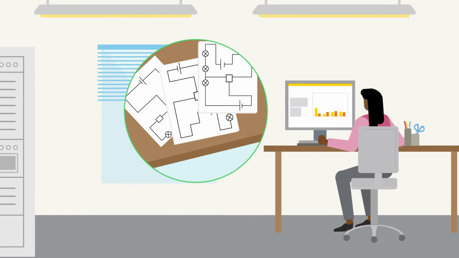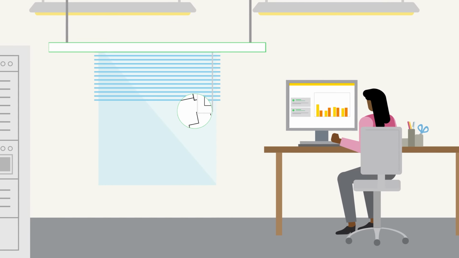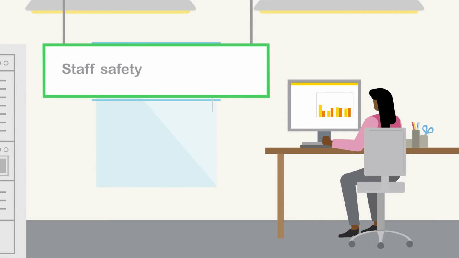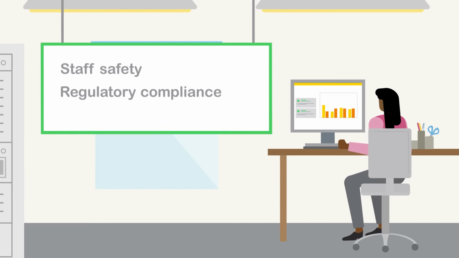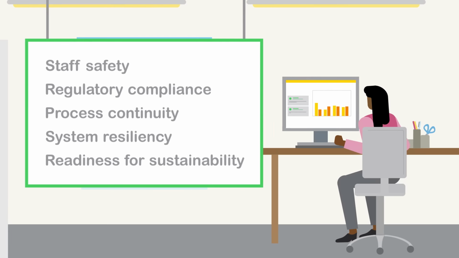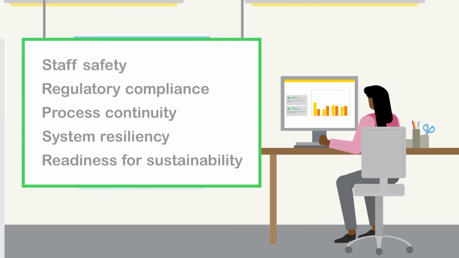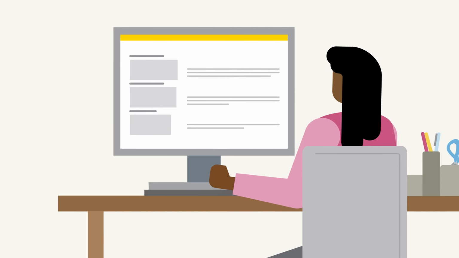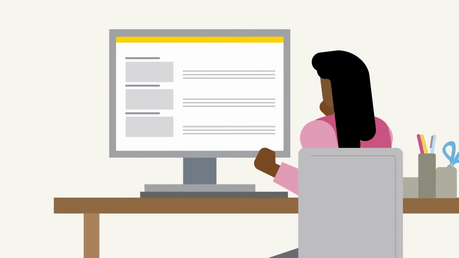Electrical distribution systems are complex setups with critical requirements such as staff safety, regulatory compliance, process continuity, system resiliency, and readiness for a sustainability journey. This complexity means an electrical system could have a number of problems behind a single issue.